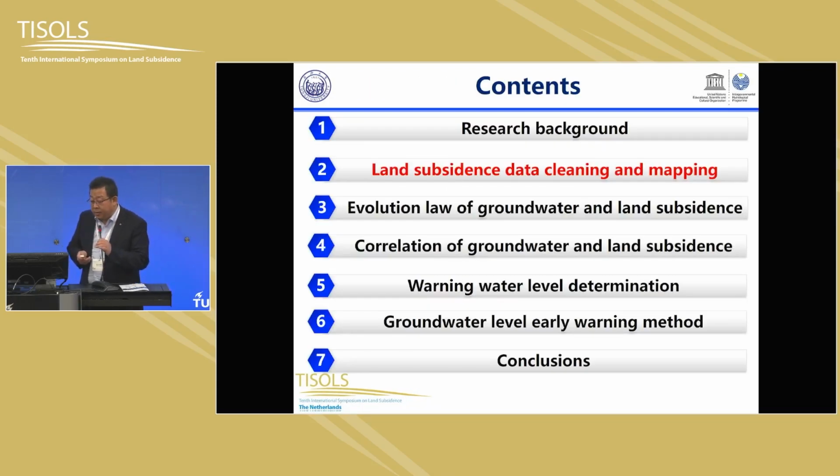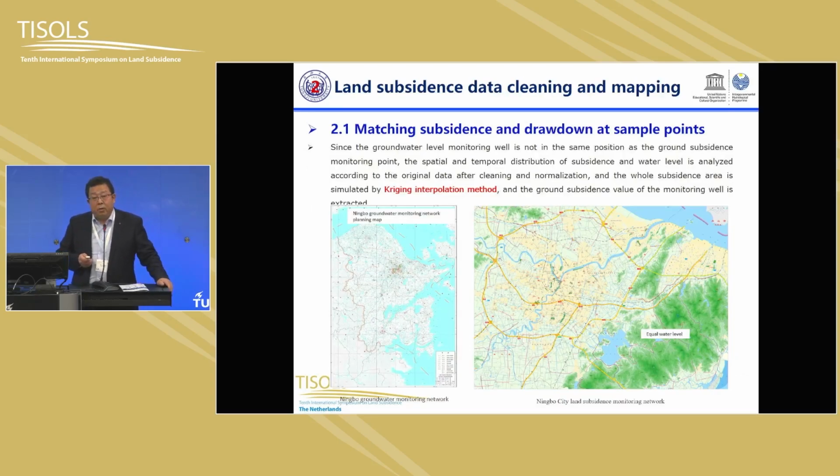The next one is land subsidence data cleaning and mapping. In our observation network in Ningbo, InSAR data is not used much because the precision of the observation cannot satisfy the current requirement. However, in the monitoring networks of groundwater and land subsidence, the monitoring points are different. We did not observe both groundwater fluctuation and land subsidence at one point. So we have to match land subsidence and drawdown at some sample points. The sample point is the location of the observation well.